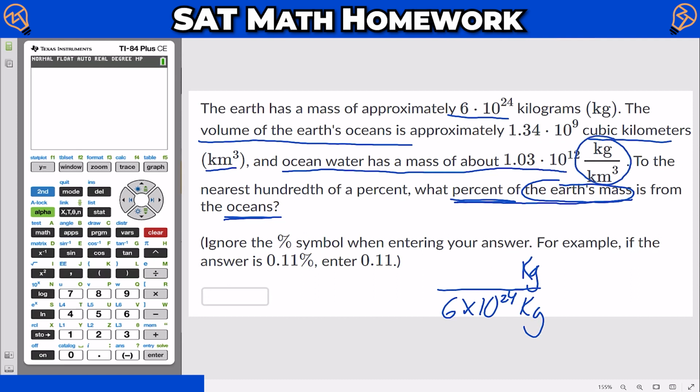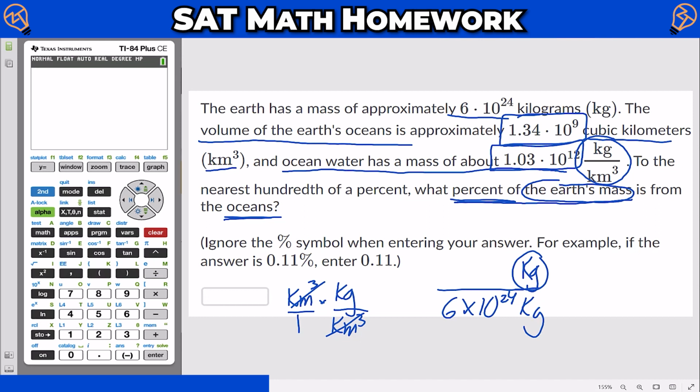So notice those two units, cubic kilometers and then kilograms per cubic kilometer. Well, how are we going to make it just kilograms? If you multiply these, the units cancel and you get kilograms. So we know we're going to have to multiply these two quantities.